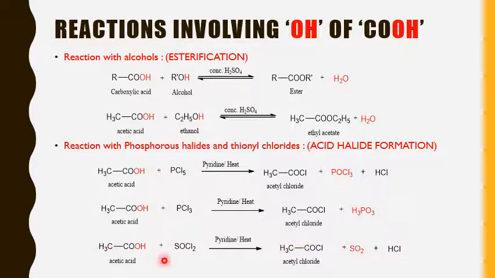But the reaction with thionyl chloride is most preferred for the formation of acid chlorides in the laboratory because the side products are obtained in the gaseous state.